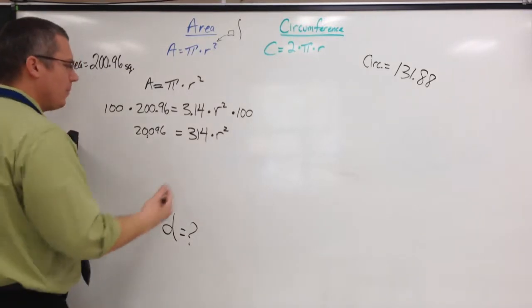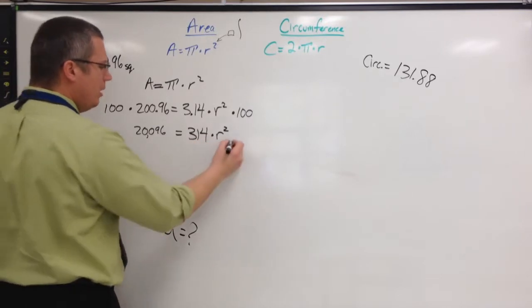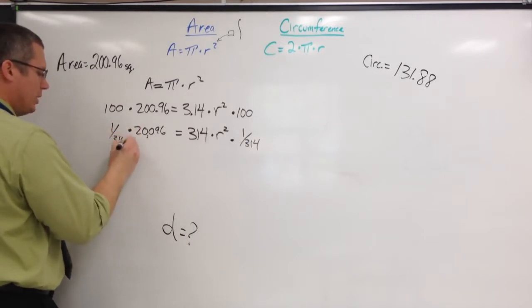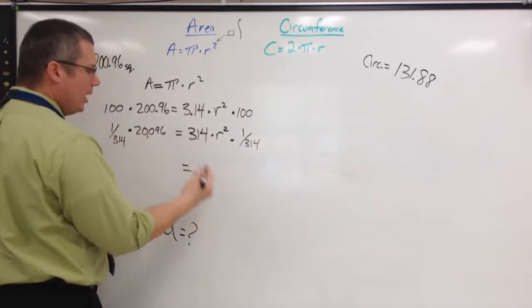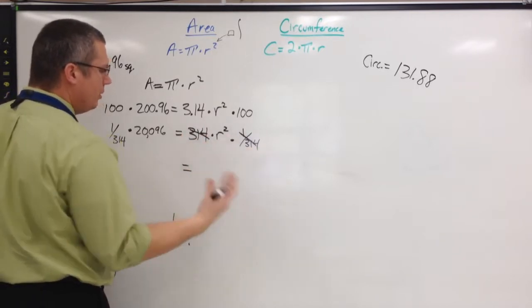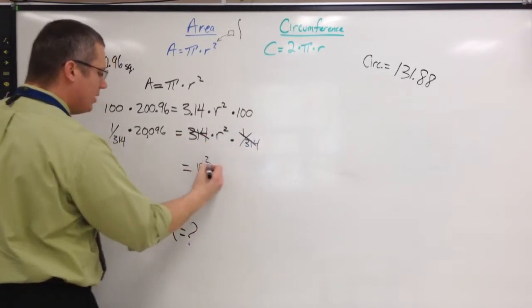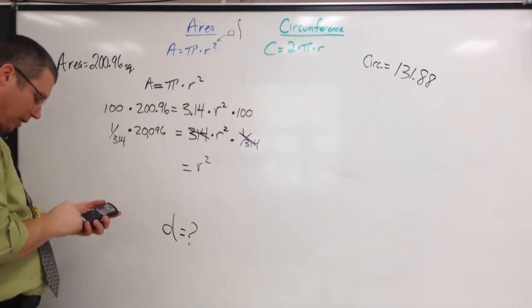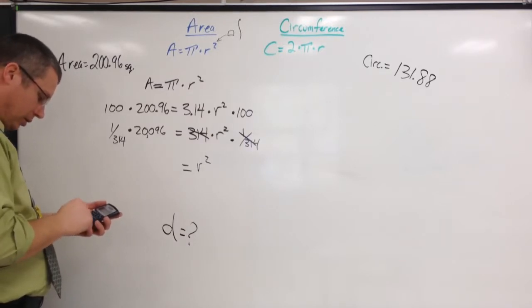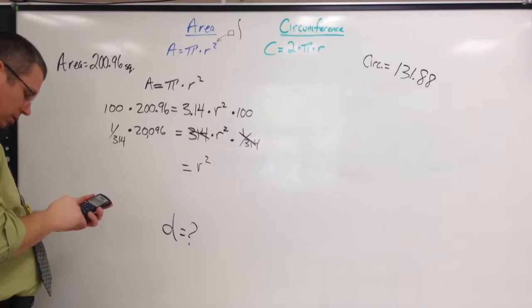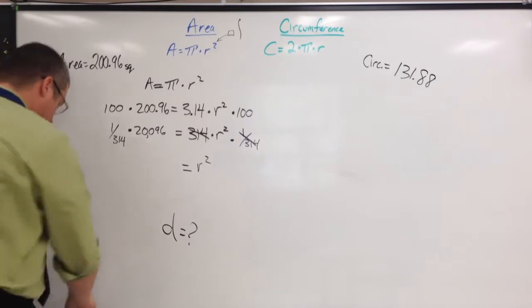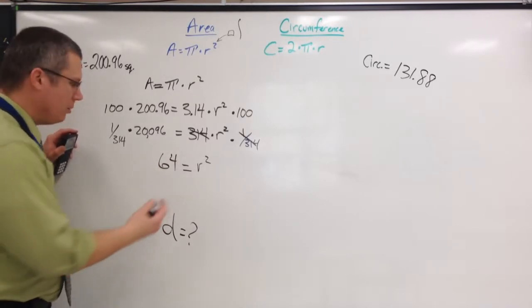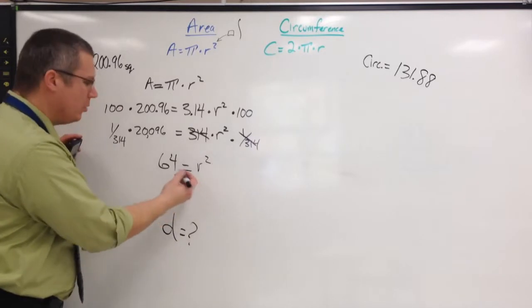Now I can multiply by reciprocal. I need the reciprocal of 314. Oh, 1 over 314. Multiply. 314 times 1 over 314 cancels out to 1. I'm left with r to the second. Take my calculator. 1 over 314 times 20,096 equals the number 64. However, I'm not done yet. My equation now is my radius squared equals 64.